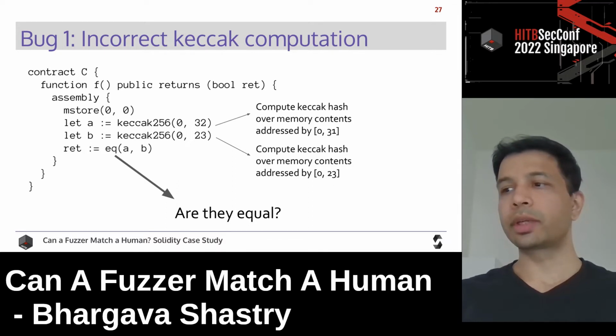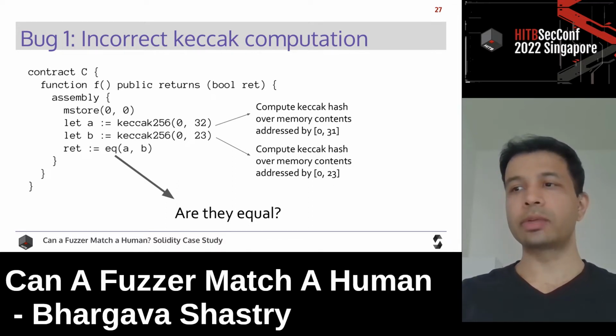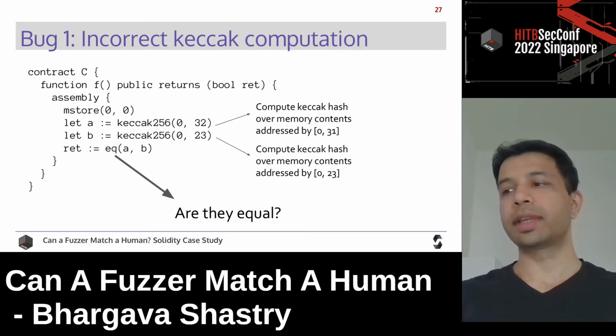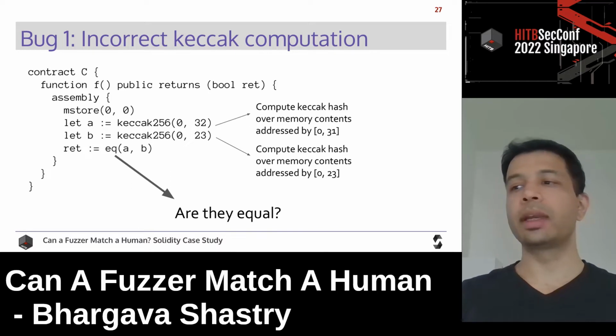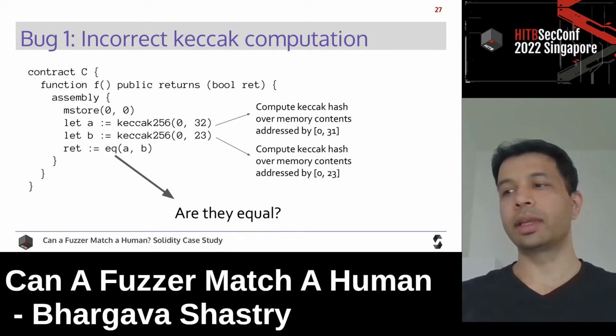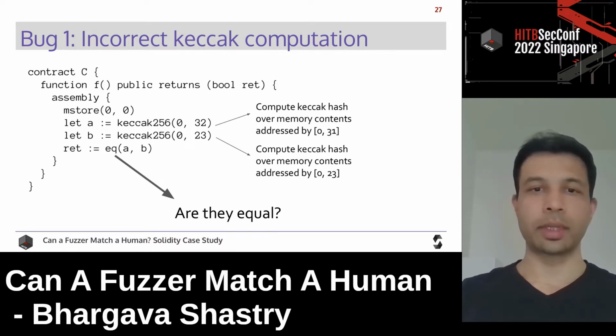The assembly code writes the 32-byte word 0 to memory location 0. It then computes the keccak 256 hash of the first 32 bytes, stores it in a variable called a. It then computes the keccak 256 hash of the first 23 bytes, stores it in another variable called b, and returns the Boolean value a equals b. That is true if a and b are equal and false otherwise. Question is, what should the function return? Are they equal or not?